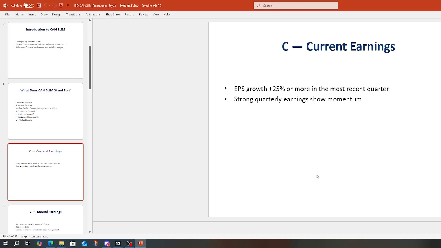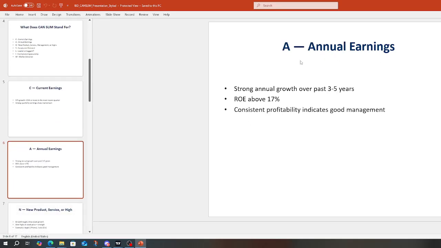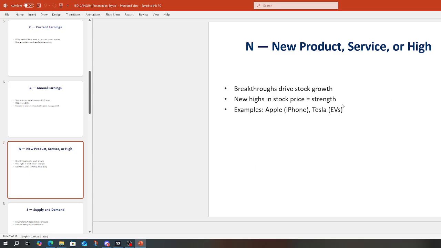Okay. So further, take a look at earnings per share, which I mentioned. That is current earnings, which I just explained. Strong quarterly earnings. Okay, so just going through each letter quickly. Annual earnings are strong over the 3 to 5 years. Return on equity above 17%. Consistent profitability indicates good management. So these are also quick, I just explained to you what each one means. I'm just going through a quick breakdown.